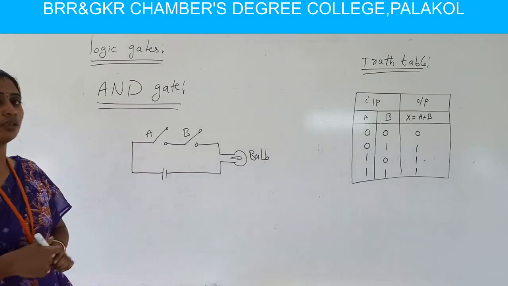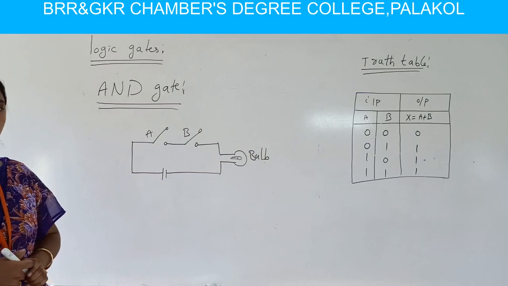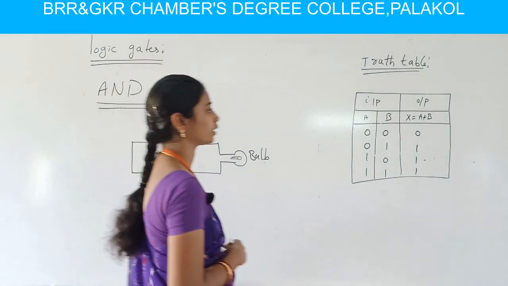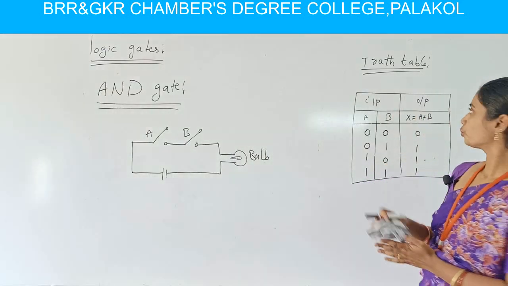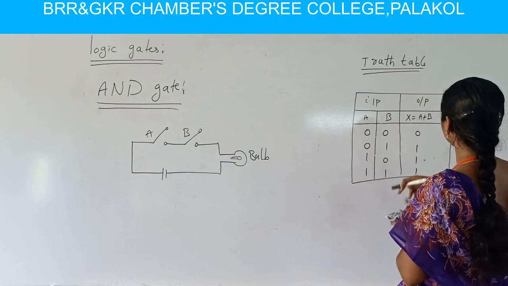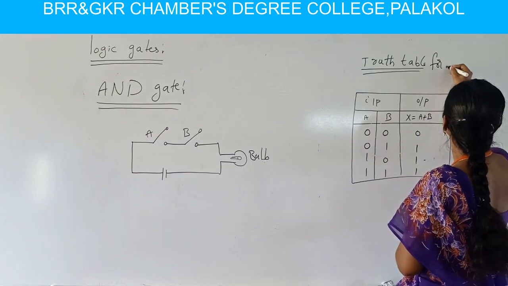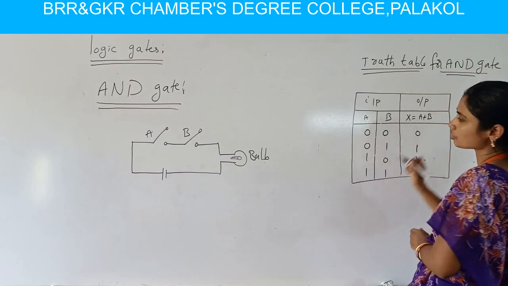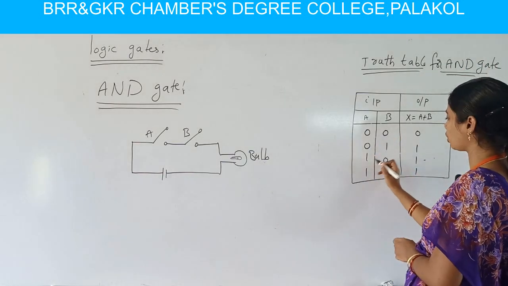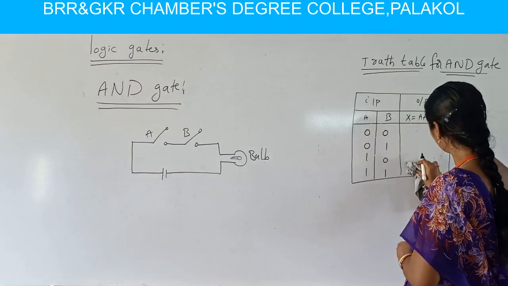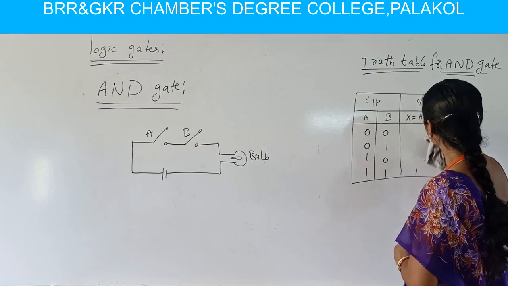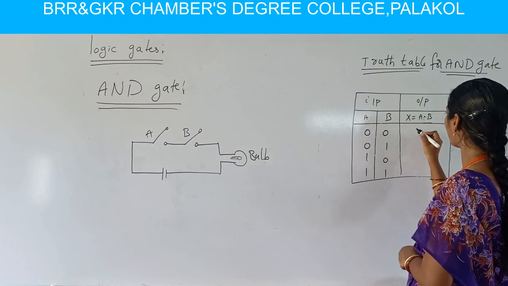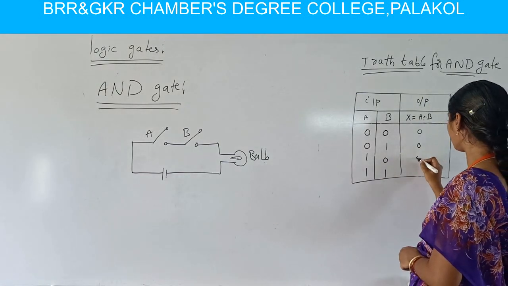So in the AND gate also we take two or more input variables and the output is single. The truth table for the AND gate is as follows. Here the AND gate is also explained with the help of four cases. We take the binary numbers 00, 01, 10 and 11, and the output is the product of the variables, A dot B. So we have the output as 0 0 0 1.